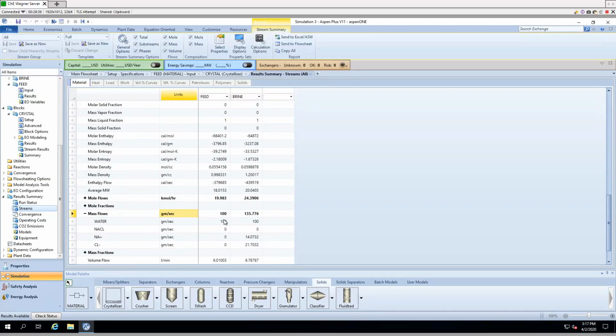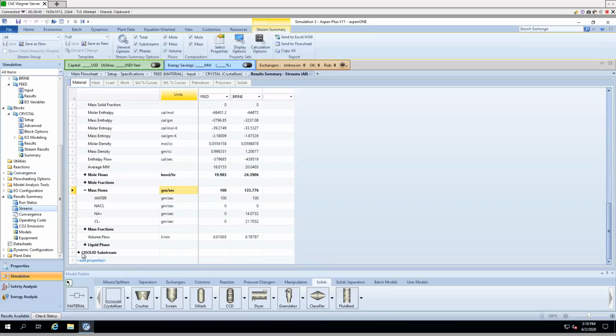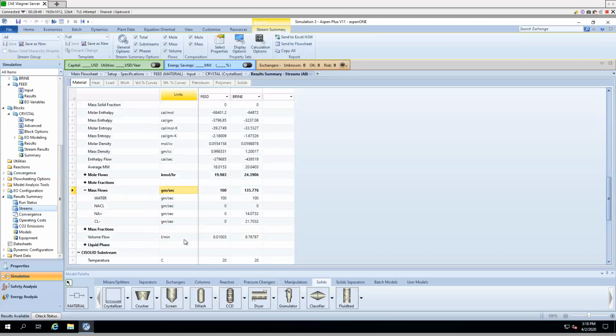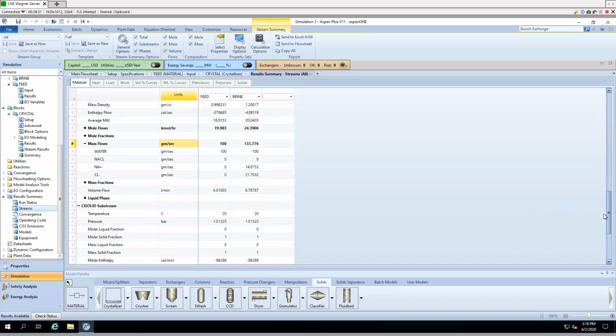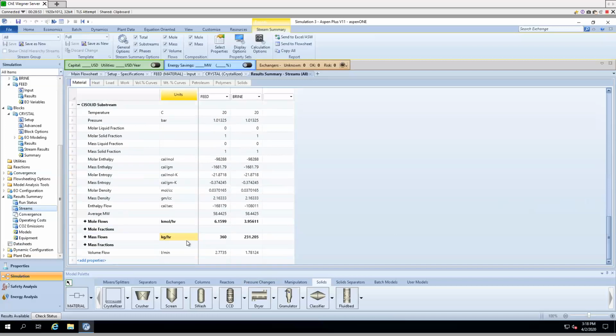And in this case, you'd think, oh, hold on, in doesn't equal out. But remember, this is just a subset of the total stream. If we go down farther, we will see the CI solids substream. This is just where solid stuff is handled. And this might be a little more clear for figuring out solubility, the substream. Same thing, mass flows, gram per second. Open it up.